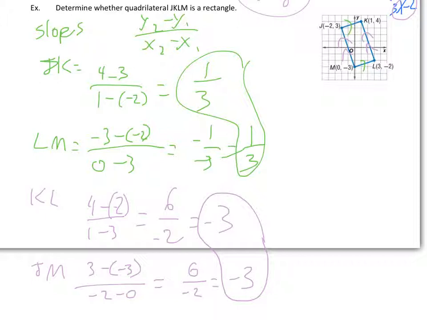Now, in order for it to be a rectangle, what needs to be true about the angles? They have to all be 90-degree angles. And notice something about these two slopes. They're opposite reciprocals. That means every angle is 90 degrees. So what we have here is a rectangle.